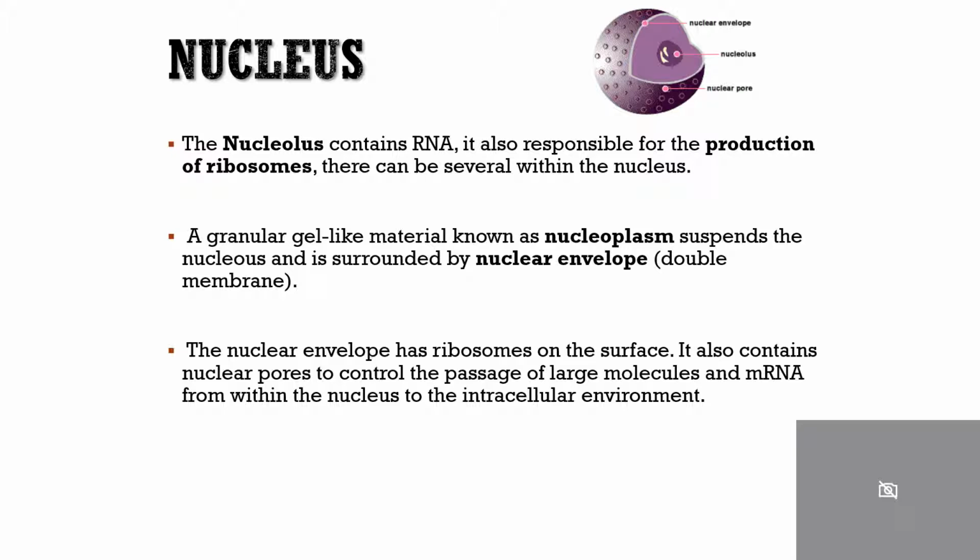We also have the nucleolus, and that contains RNA, and it is also responsible for the production of ribosomes, and there can be several within the nucleus. We also have a granular gel-like material known as the nucleoplasm that suspends the nucleolus and is surrounded by a nuclear envelope, and this is classed as a double membrane. The nuclear envelope has ribosomes on the surface, and it also contains nuclear pores to control the passage of large molecules and mRNA from within the nucleus to the intracellular environment.